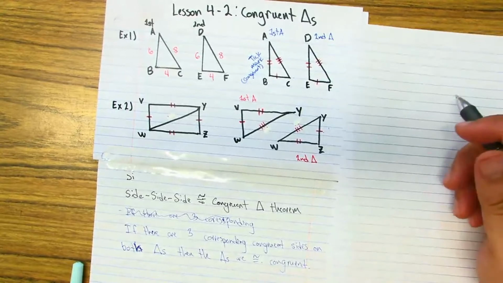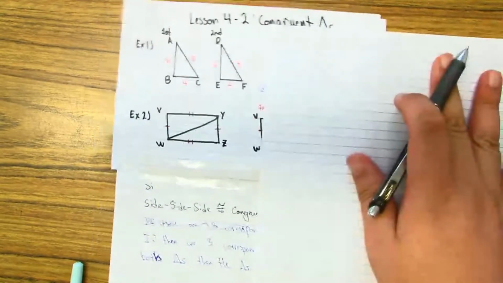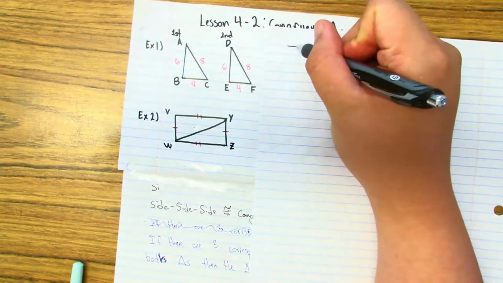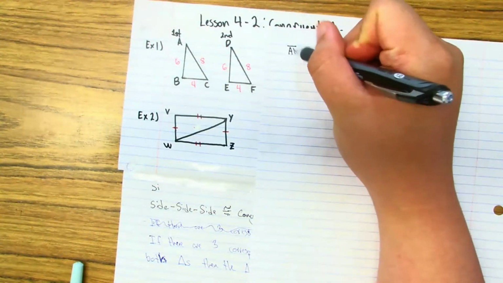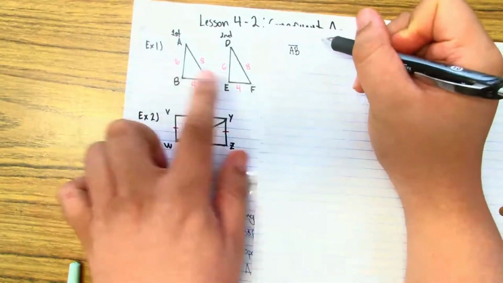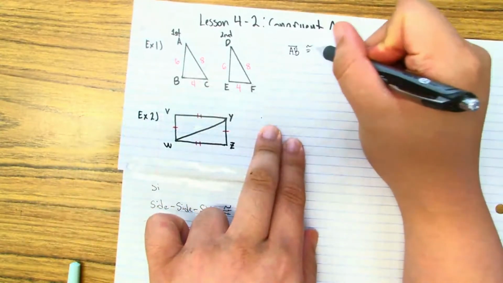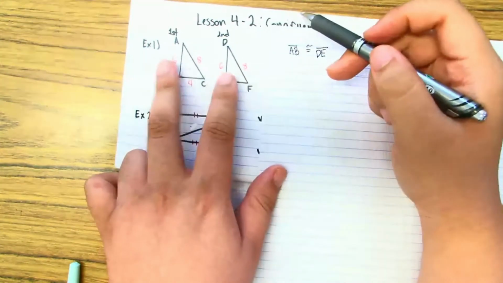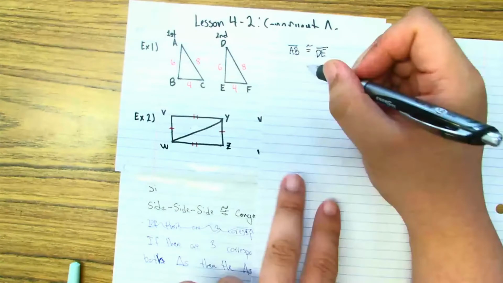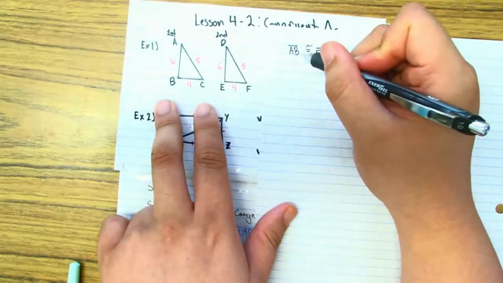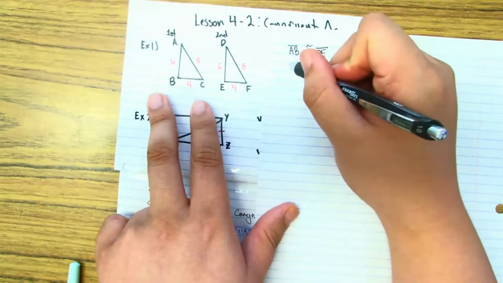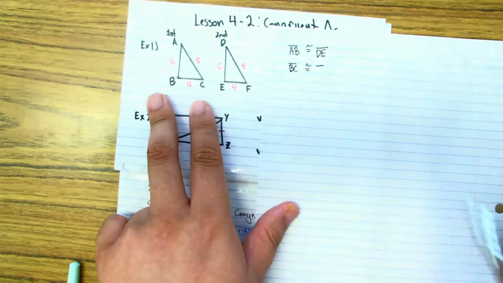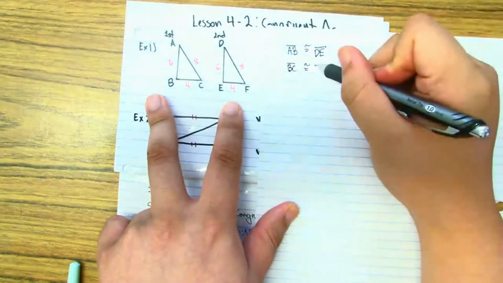So here we're going to be comparing the two triangles in the first question. We're going to be comparing segments. AB is going to be congruent to segment DE. How do we know that they're congruent? Because they're both given the measurement of 6. Now the next two sides that are congruent: segment BC is congruent to segment EF.